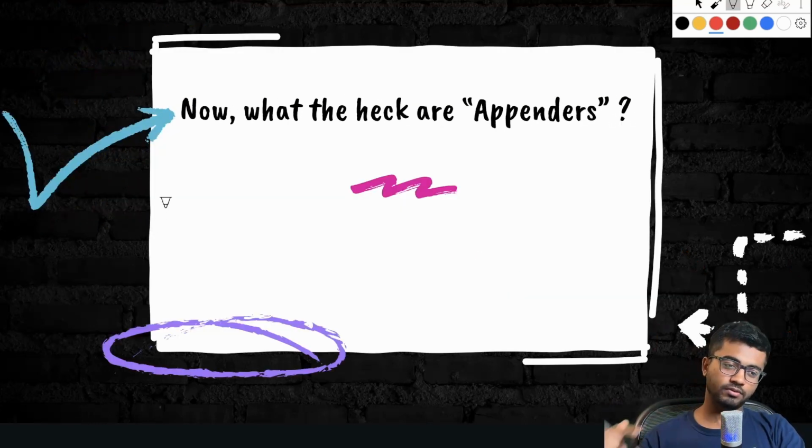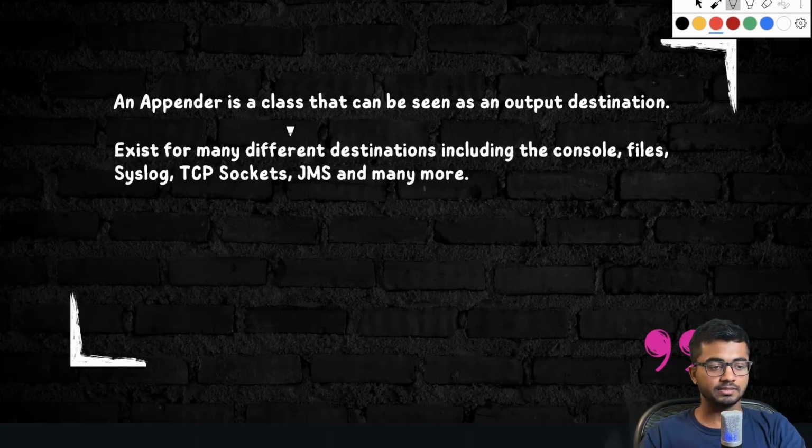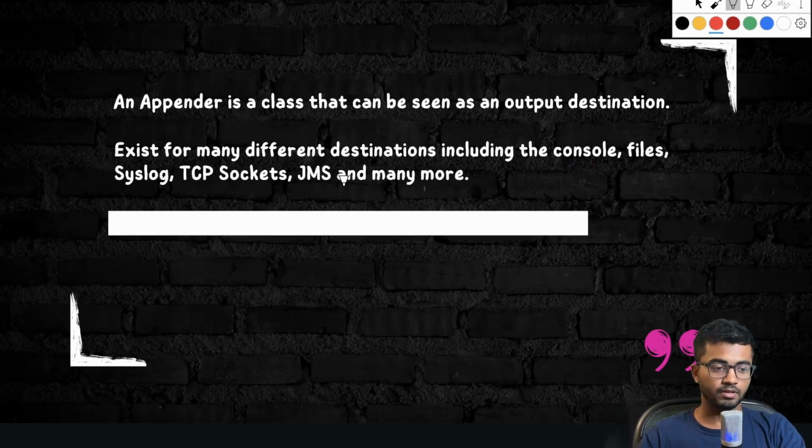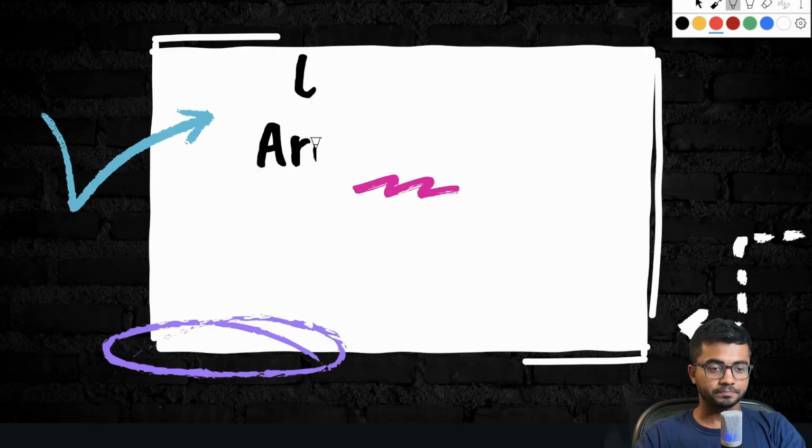Okay, so now we have talked a lot about appenders, like the console appender. What the heck are appenders, right? In other words, we can say that an appender is an output destination. It's a class which can be an output destination, and it exists for many different destinations, including the console. That is how it is named console appender, file appender, syslog appender, TCP sockets, JMS, and many more. We'll see this in more depth in the upcoming part of this video.